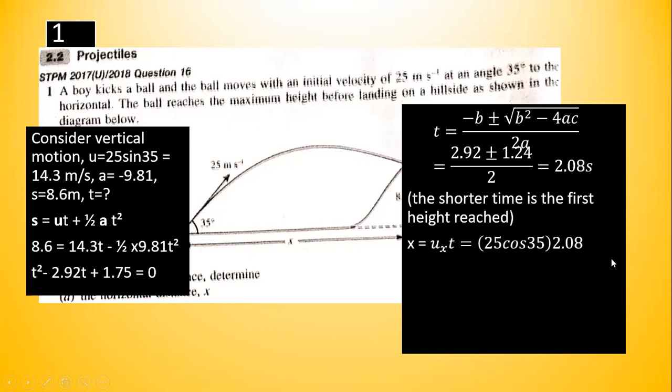After you calculate the time, then use your horizontal component. Ux times t, horizontal component times your time. Calculate out. Why is it negative 9.81, not positive 9.81? You are taking upwards as positive, so G is downwards. Oh yeah, G is against gravity, basically.